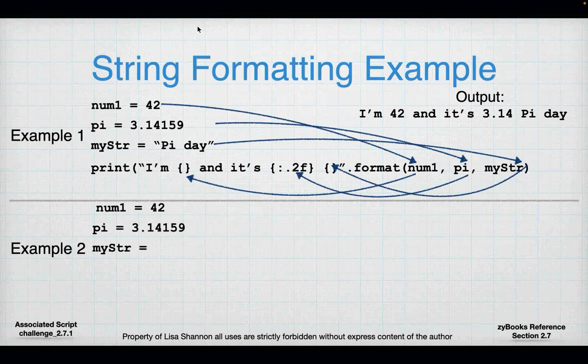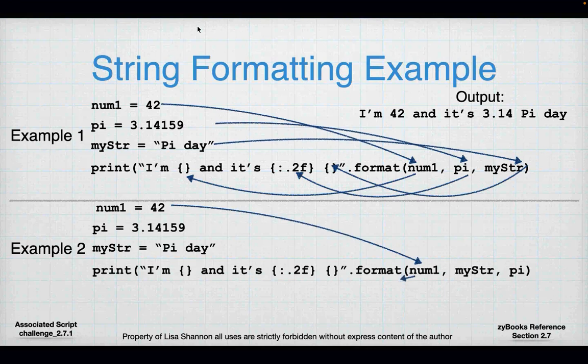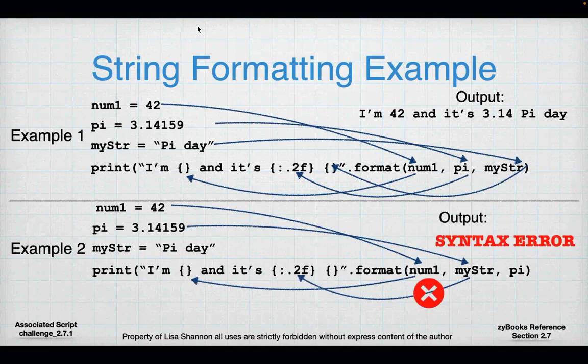So now let's look at another example, and this example is going to be a syntax error. So I have num1, pi, and meister. What have I done? I have switched meister and pi day. There's an error here, and the reason is the :.2f. That :.2f says only take a float, and I've just tried to give it a string. So if you're using format specifiers like :.2f, which you may have to use in the lab this week, make sure that wherever that placeholder is, there's a float value that's going to go into it. Okay, the format specifier must match the type of the variable. We know that specifier is looking for a float because it ends in an F.